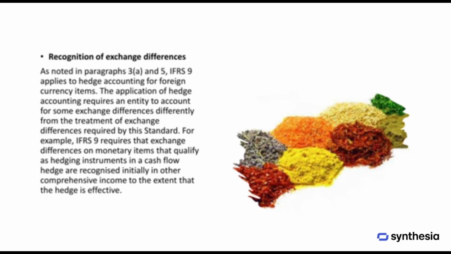When it comes to recognizing exchange differences, IFRS 9 plays a key role, especially for hedge accounting involving foreign currency items. Hedge accounting means that some exchange differences are treated differently than usual under this standard. For example, if a monetary item is part of a cash flow hedge and qualifies as a hedging instrument, the exchange differences on that item are initially recorded in other comprehensive income, but only to the extent that the hedge is effective.